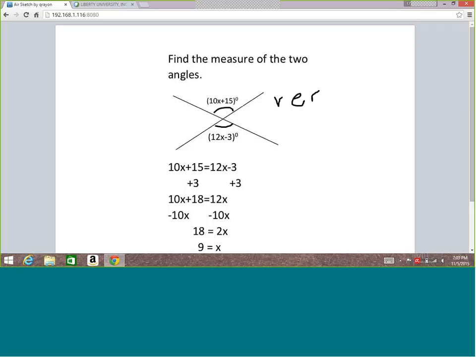Vertical angles. There's actually two pairs of vertical angles in the picture because there's the ones I have marked in black and then there's other ones marked in orange. Those are also vertical angles. So anytime you have two intersecting lines, there's two pairs of vertical angles formed. And the interesting thing about the vertical angles is that they are the same measure.